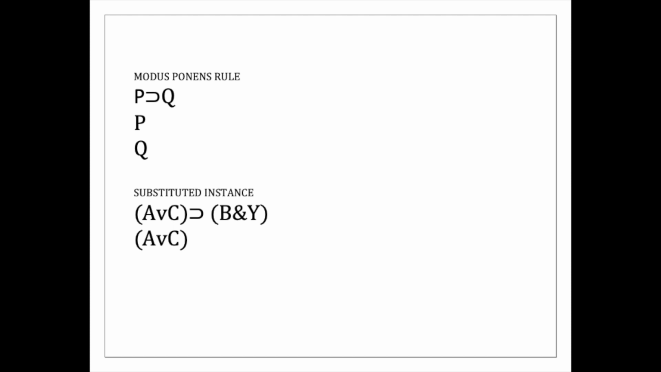It is the disjunction. Now, in the first premise, the horseshoe shows you what the antecedent is and what the consequent is. The antecedent is the disjunction, and the consequent is the conjunction. If the conditional is true and the antecedent is true, then we can infer based on the modus ponens rule that the consequent is true. This argument would conclude with the inferred conclusion B and Y.